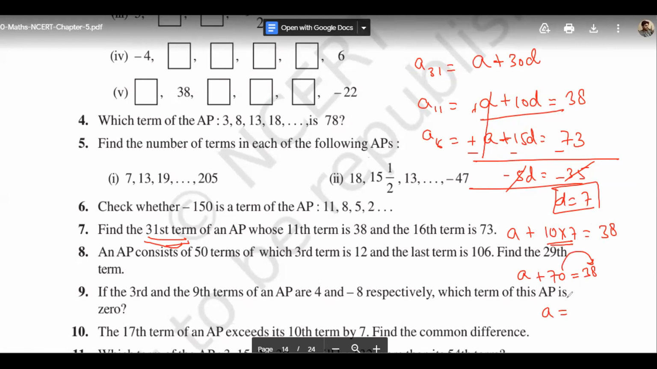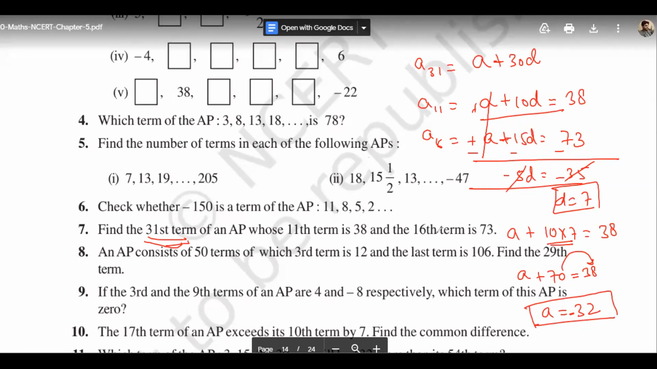40 minus 70 करते तो आपको मिलता 32. So you will find that this will be minus of 32. Okay. So A is equals to minus of 32 here. You will find that A is equals to minus of 32.